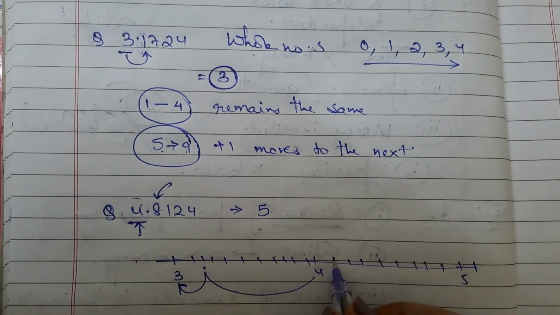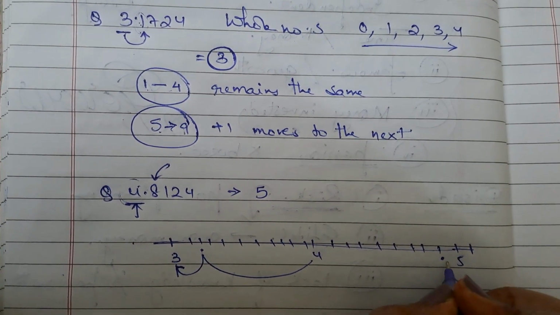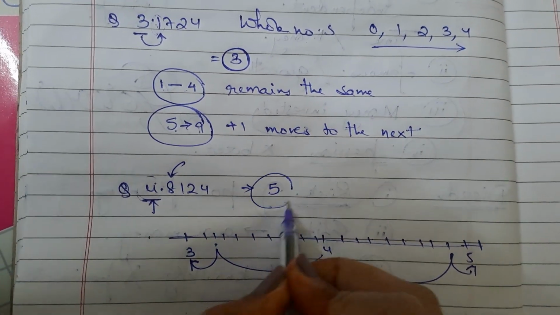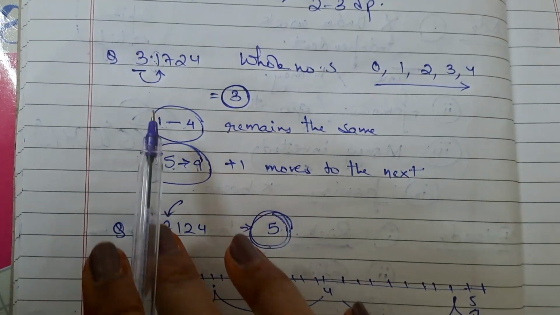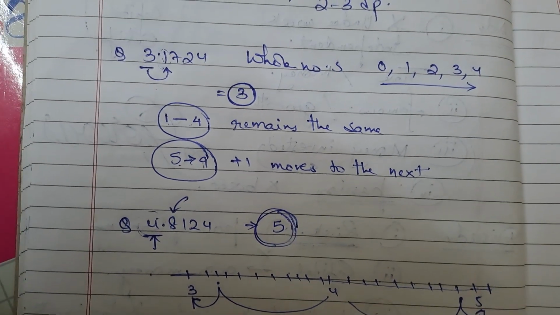Whereas 4.8, 1, 2, 3, 4, 5, 6, 7, 8, 4.8 is coming here. Is it closer to 4 or closer to 5? It is closer to 5, and that's why we rounded it up to 5. Rounding off and writing it to the nearest whole number have the same pattern of writing it down.